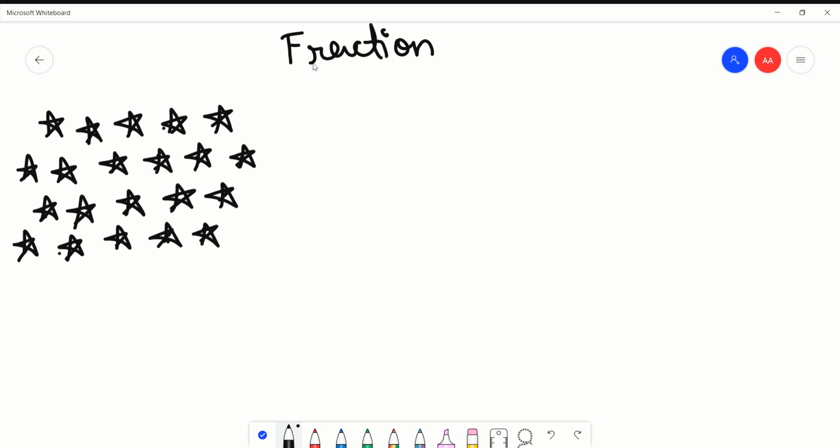We will start with what are fractions. Fractions are basically a part of a whole.